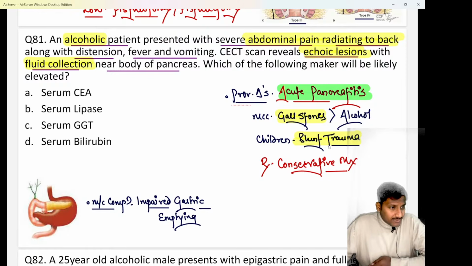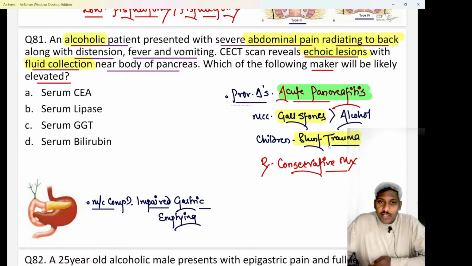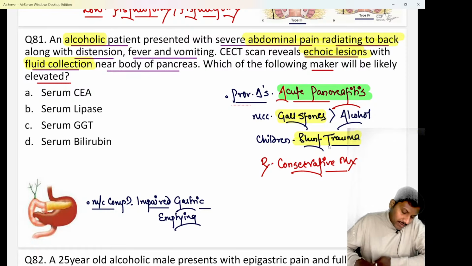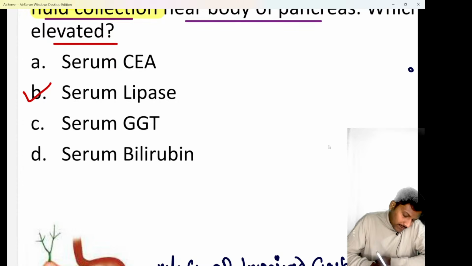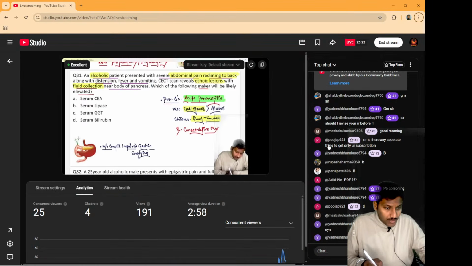Now here they have asked you what is going to be the marker that is going to be elevated if you are suspecting acute pancreatitis. We know the best investigation to confirm the diagnosis of acute pancreatitis is option B, that is nothing else but serum lipase. That has to be kept in mind. Hopefully all of you are able to answer this.